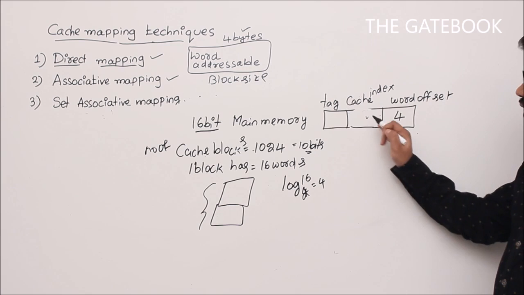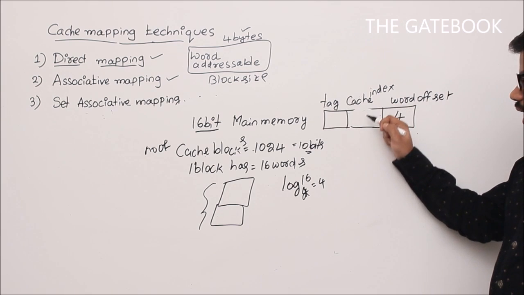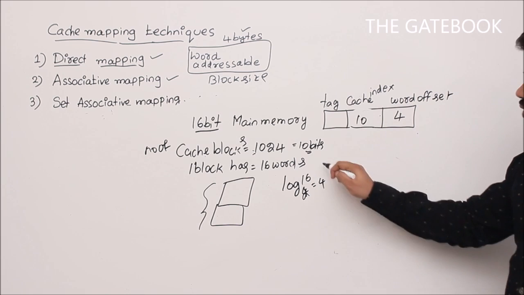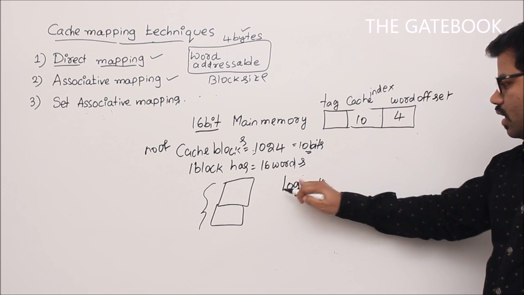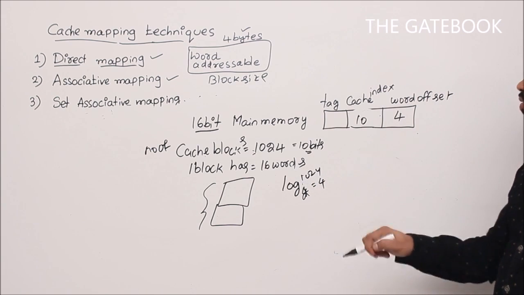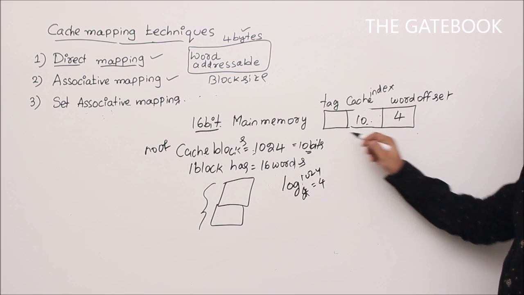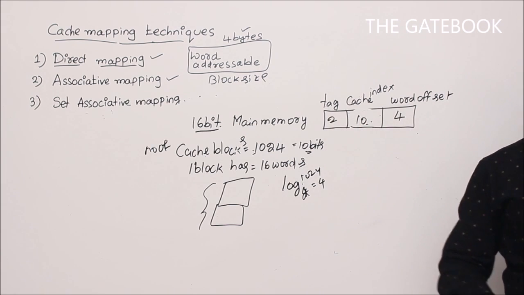So the cache index in this problem, with 1024 blocks, is log 1024, instead of 16 use 1024, so it would be 10 bits, right? Total bits are 16, so 10 plus 4 is 14, and the remaining 2 bits are going to be the tag.